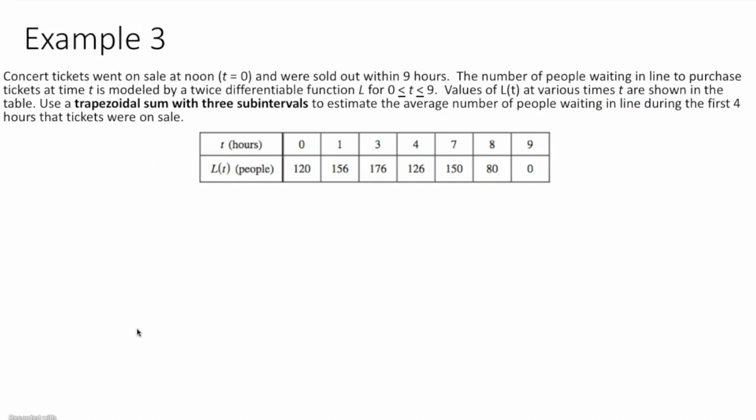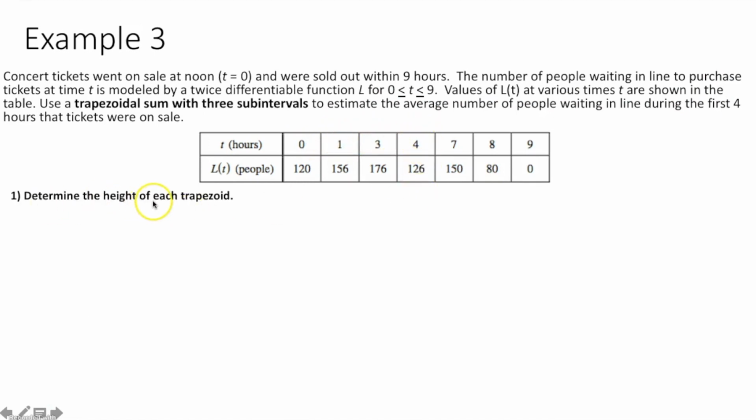So this is exactly like a problem you would see on the AP test. You have a table and you're using a trapezoidal sum with 3 subintervals to estimate the average number of people waiting in line during the first 4 hours. So we're only concerned with 0, 1, 3, and 4 hours.